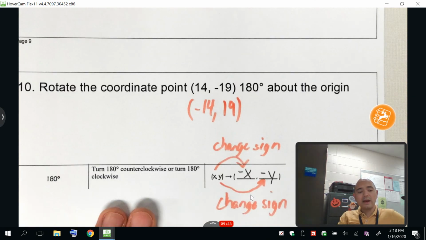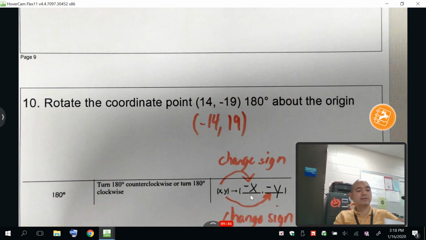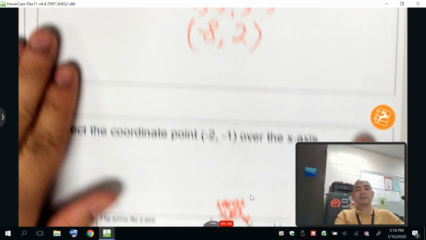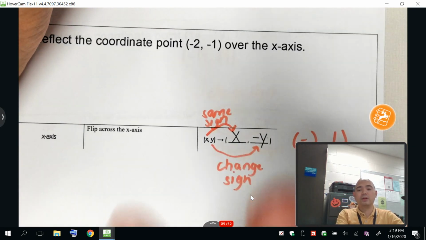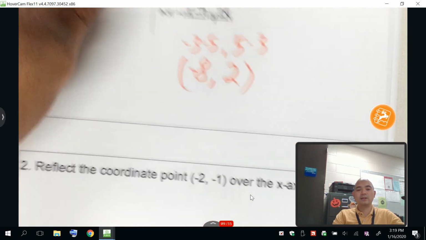So there you have it, practicing how to use these different transformation rules, understanding what we mean by positive and negatives in the rule, and what happens when x and y switch places in the rule.